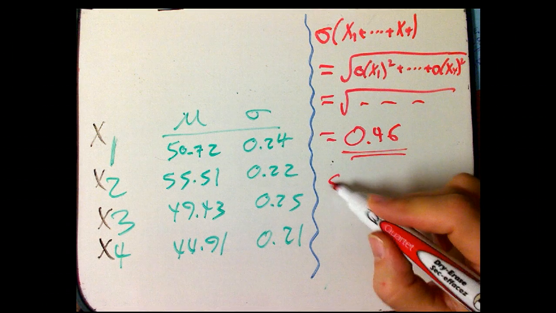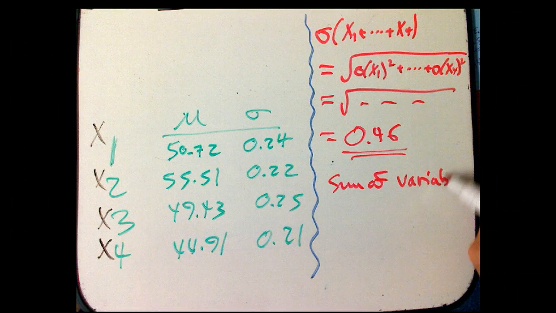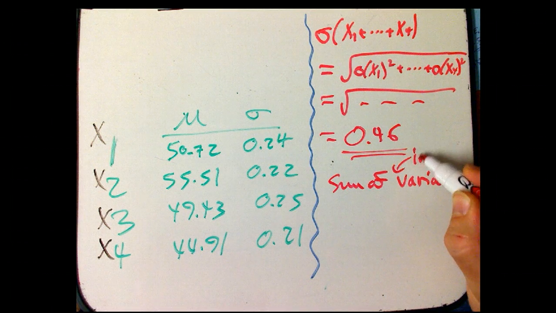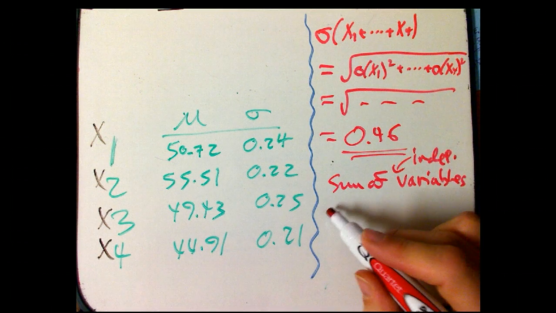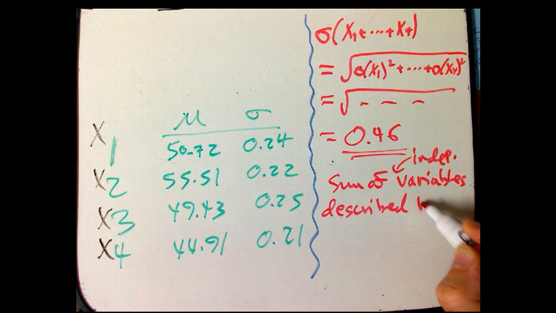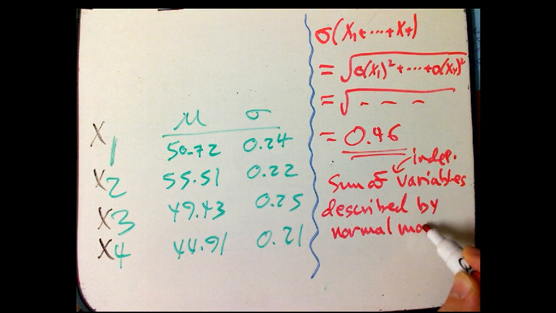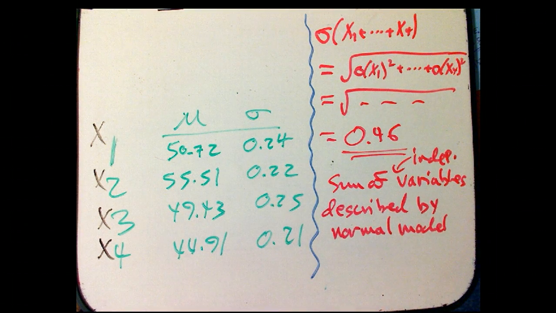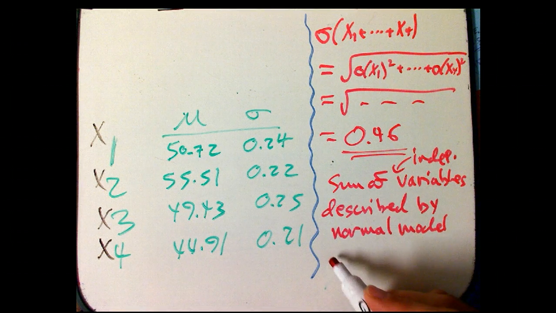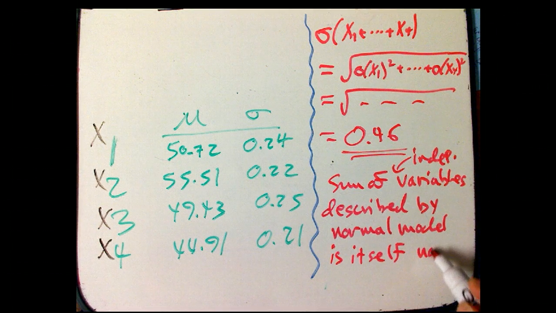The sum of normal models: if I take a sum of independent variables, described each by a normal model, this is one of the big reasons people use a normal model. Not necessarily because it's incredibly accurate. It's that the sum is itself normal.